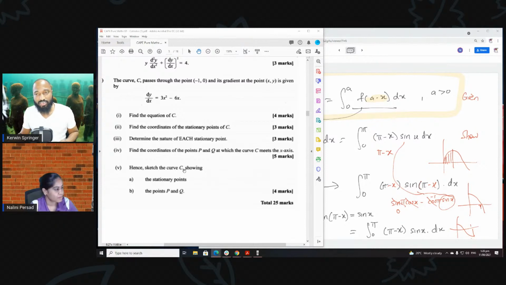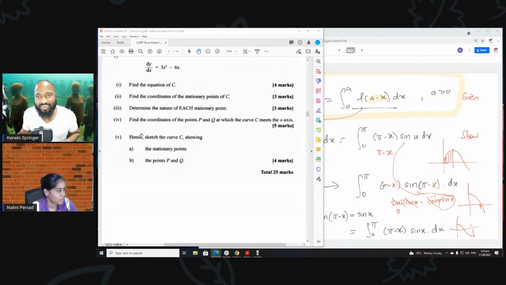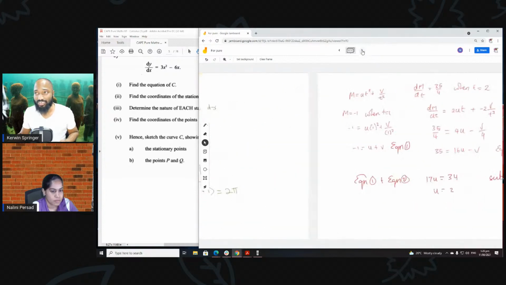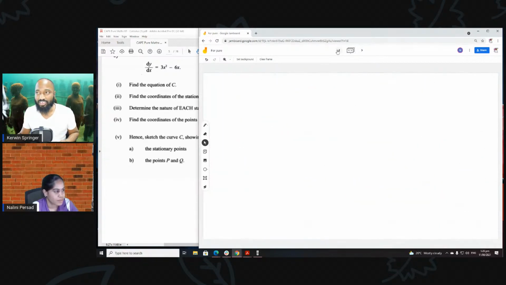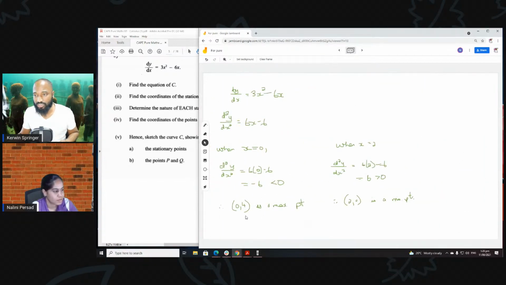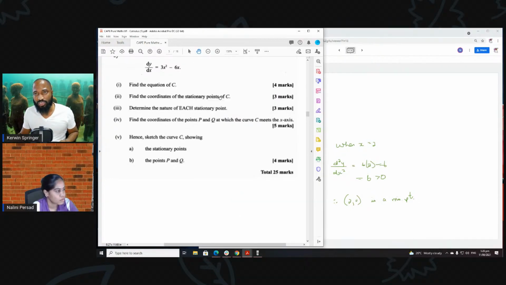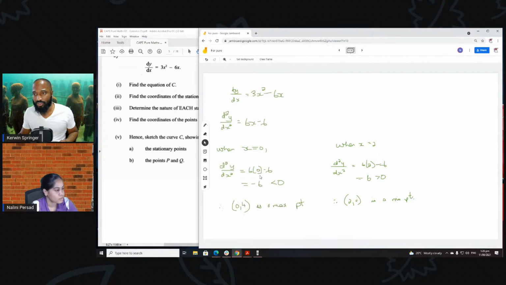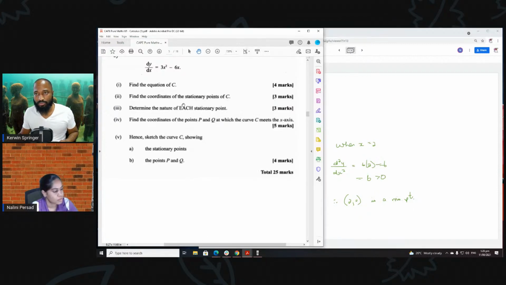And sketch the curve. Wait, this is the same question? Where were we? We finished part 3, part 4, where you have to find the coordinates. I wasn't really paying attention in this question. So we have the coordinates of the stationary points, lovely. And we know which one is maximum and minimum.